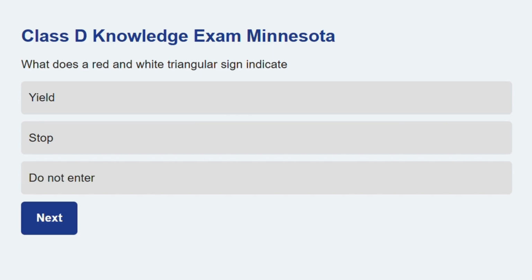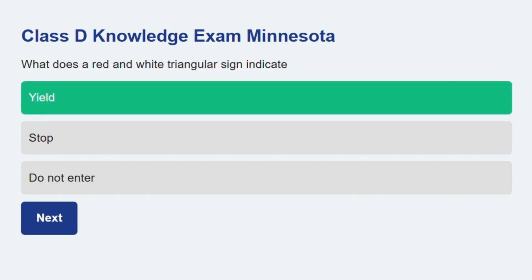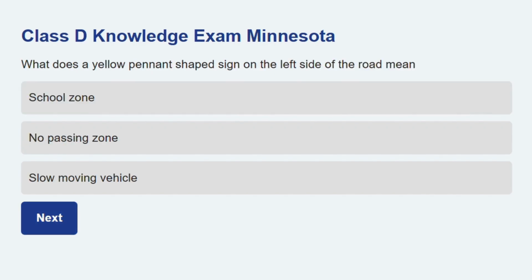Let's continue. What does a red and white triangular sign indicate? Yield. The unique triangular shape can be recognized even if the sign is obscured, telling you to slow down and give right-of-way to other traffic.